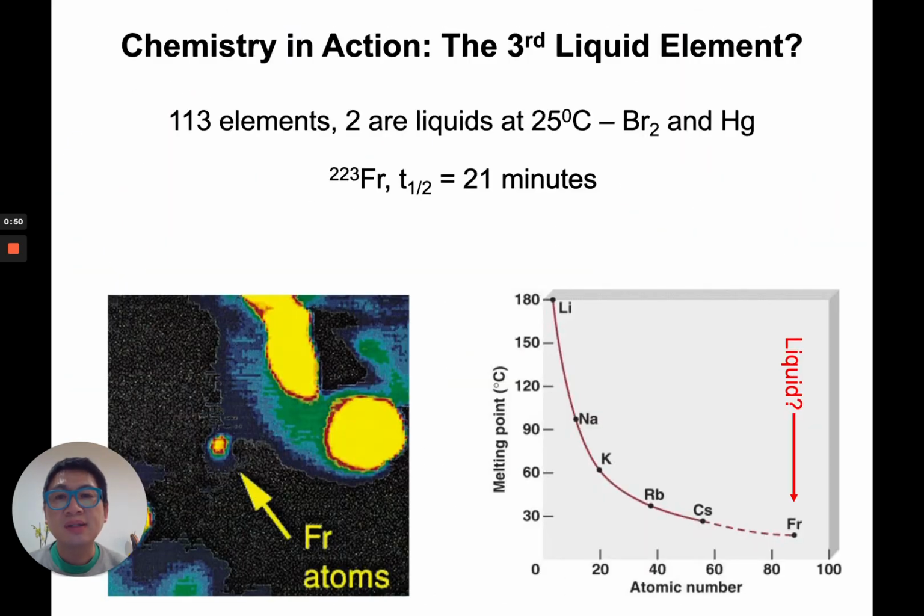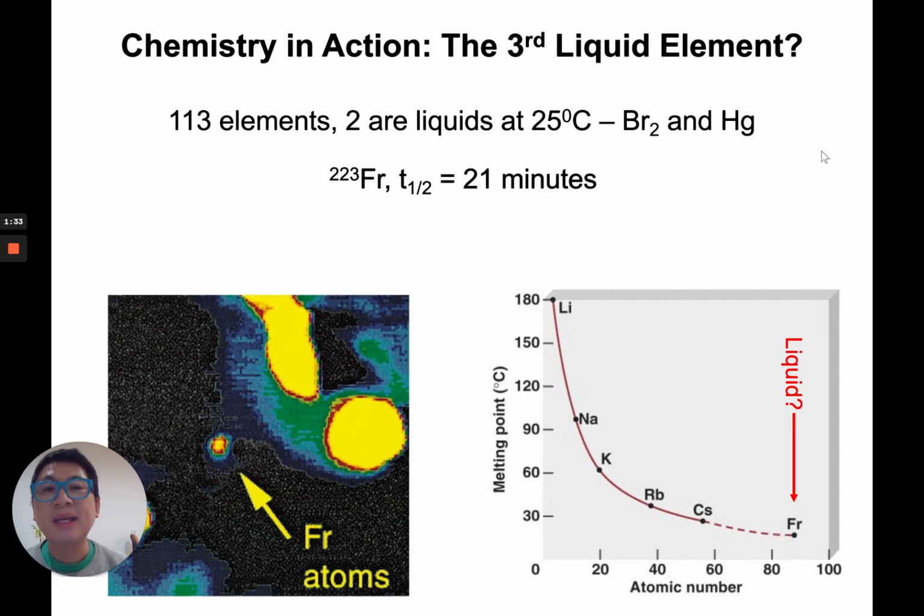So we're just talking about general trends. Okay, then we talk about atomic radius. Where is this also useful? Chemistry in action: could there be a third liquid element on a periodic table? On our periodic table, there are two elements that are liquids. On many periodic tables that are colored, like the one on the classroom wall, bromine and mercury are blue colored, which signifies that they are liquids at room temperature. So there are two liquid elements at room temperature, bromine and mercury. If you have pure bromine or pure mercury, they are liquids at room temperature, 25 degrees Celsius.